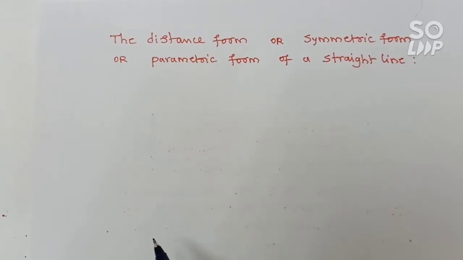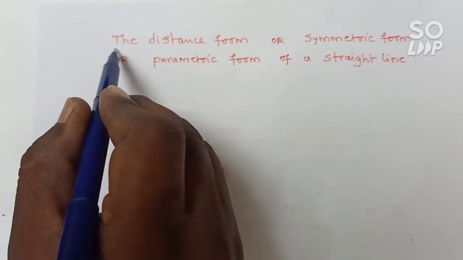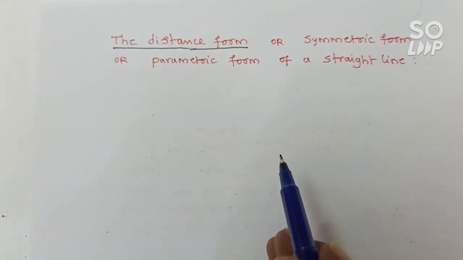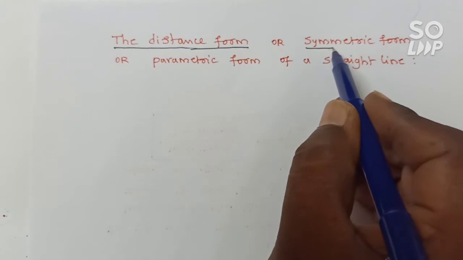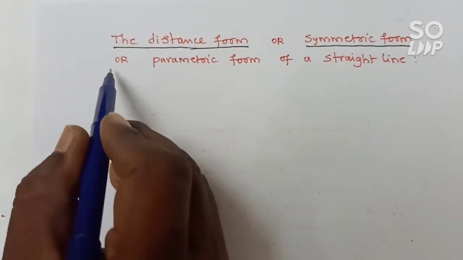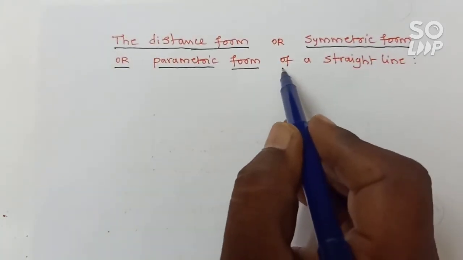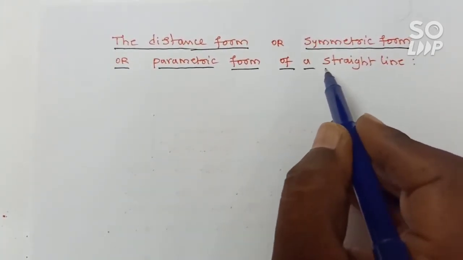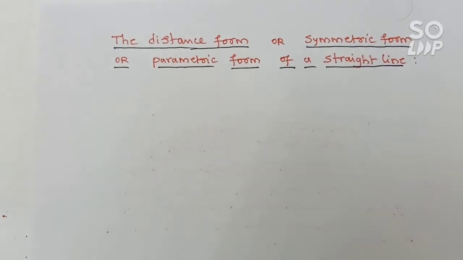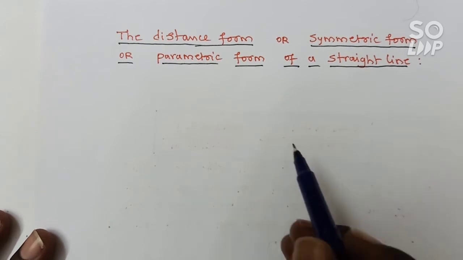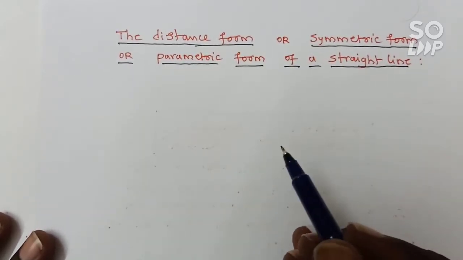Okay guys, in this video we are going to discuss the concept of the distance form, or symmetric form, or parametric form of a straight line. What is that distance form or symmetric form or parametric form of a straight line?